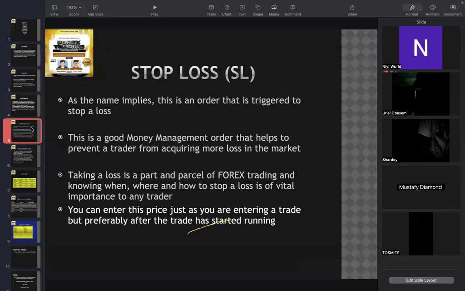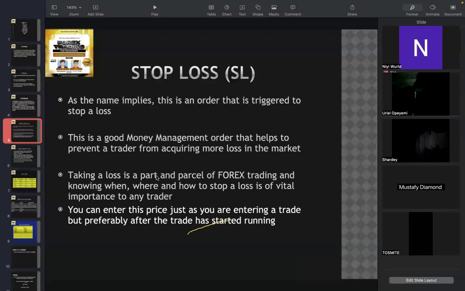So let's go to stop loss. Stop loss is just like, if you can read the third paragraph, you see this: taking a loss is a part of forex. Forex is not 100% sure. A trade you want to place, you are not 100% sure of what you want to take. Maybe you made a little mistake when you are trying to analyze the market. There will always be a little mistake.